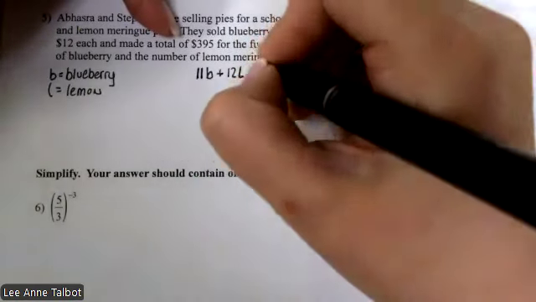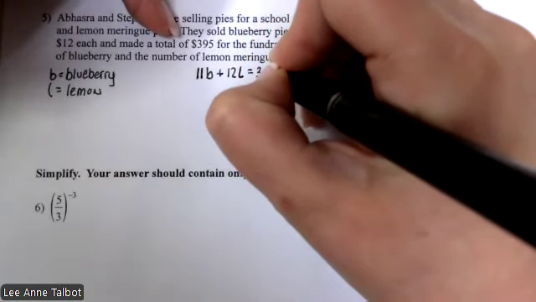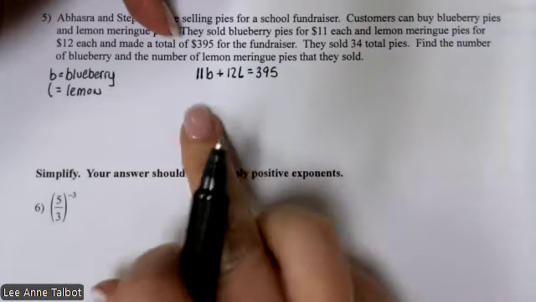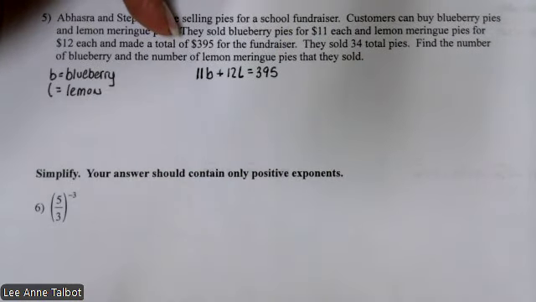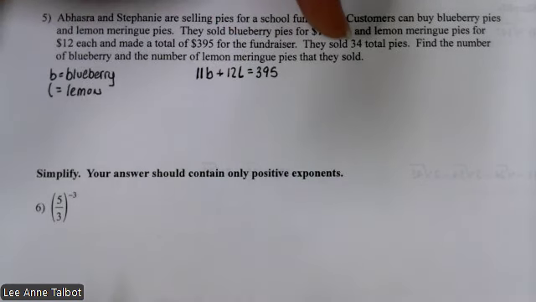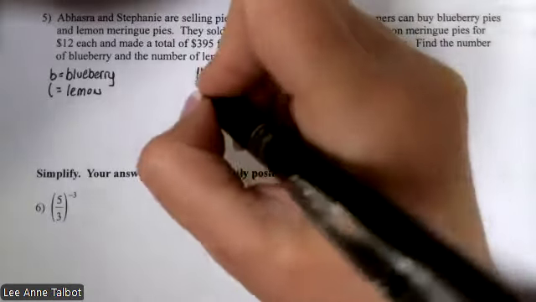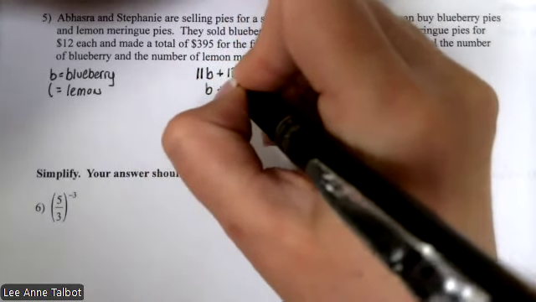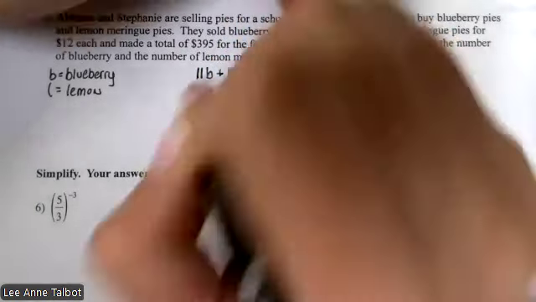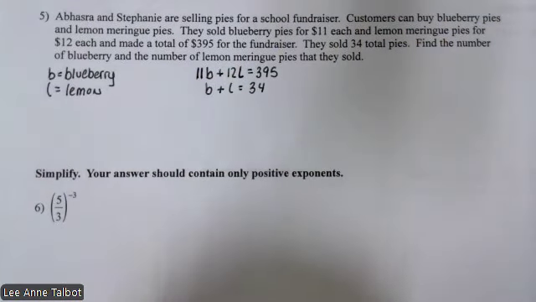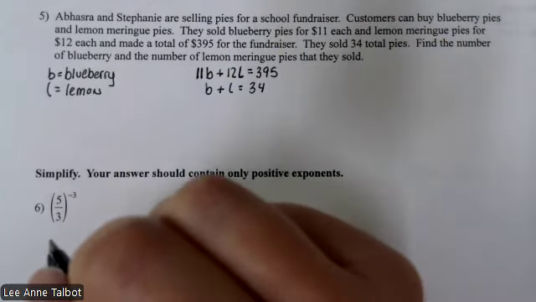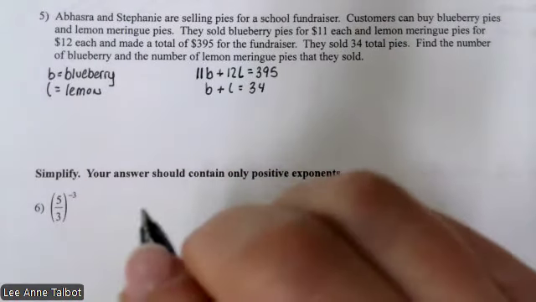I made a total of $395 for the fundraiser. So notice I put all money in the top equation. Okay, and then it says they sold 34 total pies. So blueberry plus lemon is 34. Okay, what strategy do you guys think we should use?